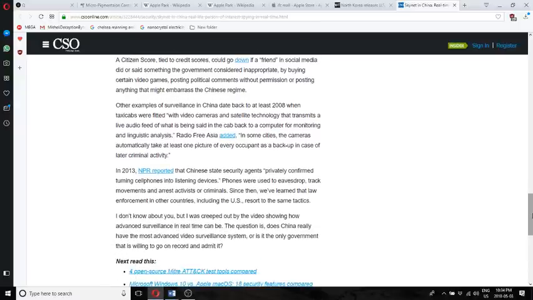Unbelievable. In 2013, NPR reported that Chinese state security agents privately confirmed turning cell phones into listening devices. Phones were used to eavesdrop, track movements, and arrest activists or criminals. Since then, we've learned that law enforcement in other countries, including the US, resort to the same tactics. I don't know about you, but I was creeped out by the video showing how advanced surveillance in real time can be. The question is, does China really have the most advanced video surveillance system? Or is it the only government that is willing to go on record and admit it? Yeah, I think it's the latter.